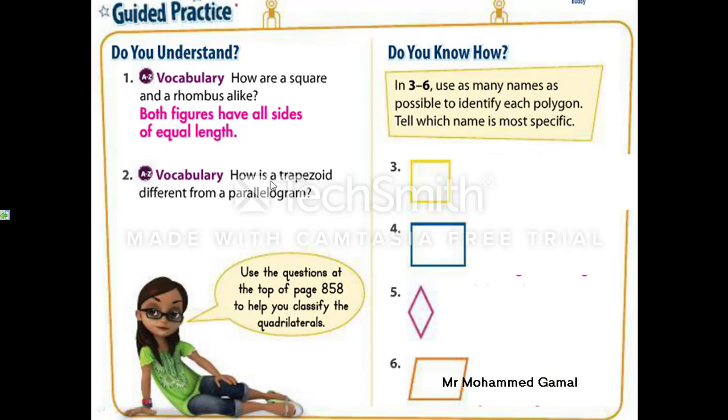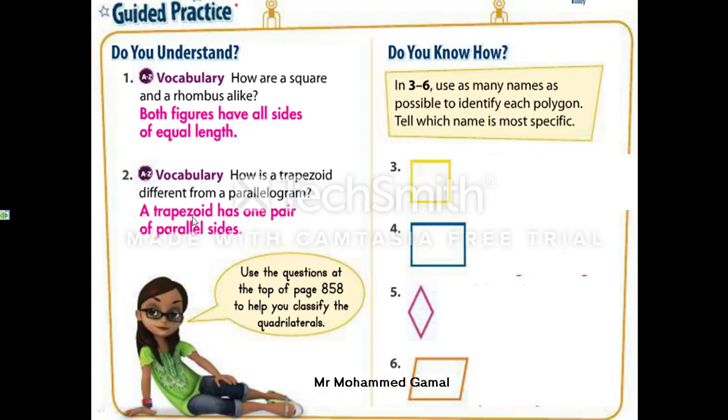Question number 2. How is a trapezoid different from a parallelogram? Of course, as we studied before, the trapezoid has 1 pair of parallel lines, but a parallelogram has 2 pairs of parallel lines. So the main difference is the trapezoid has 1 pair of parallel sides.